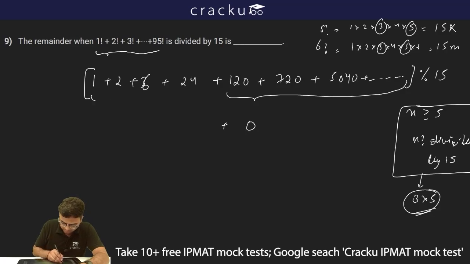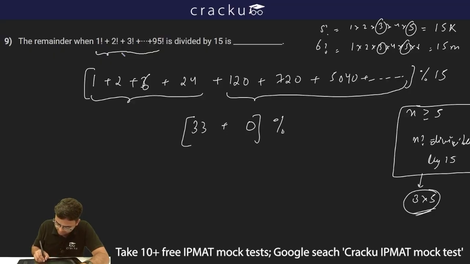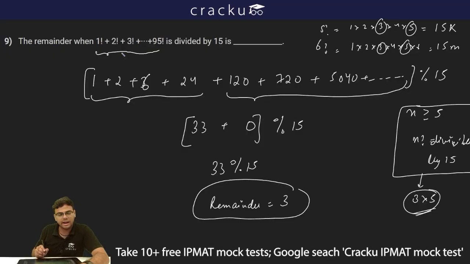Now we have to find out what will be the remainder when this is divided. So 1 plus 2 is 3, 3 plus 6 is 9, 9 plus 24 is 33. So 33 plus 0 modulo 15 will be equal to 33 modulo 15. The remainder when 33 is divided by 15 is 3. Thus from 1 factorial plus 2 factorial plus 3 factorial up till plus 95 factorial, the resultant number when divided by 15 leaves the remainder 3, and therefore 3 is the correct answer.